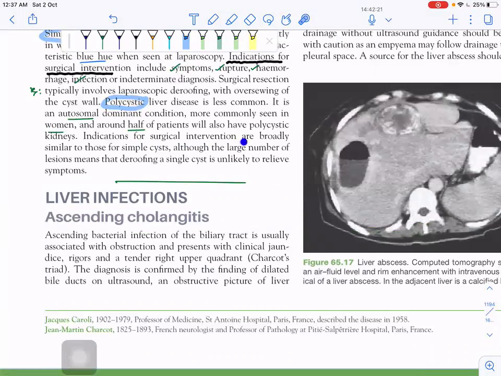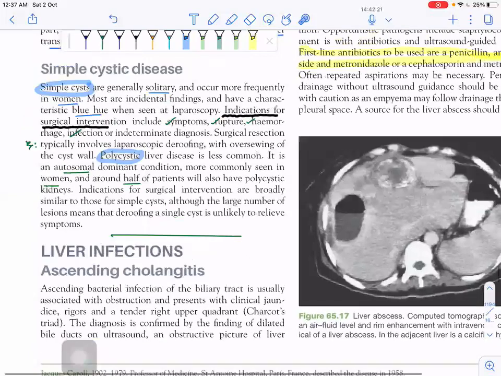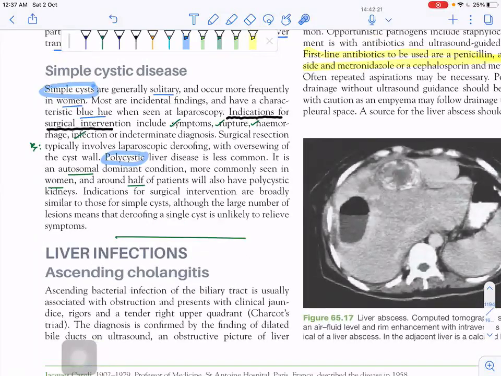The indications for surgical intervention are broadly similar to those for simple cyst, and although the large number of lesions means that de-roofing of a single cyst is unlikely to relieve the symptom. If you just de-roof a single cyst, it will not relieve the symptom. Known points, no need to remember. Just remember simple cyst: solitary, women, blue hue at laparoscopy, and the surgical indications.